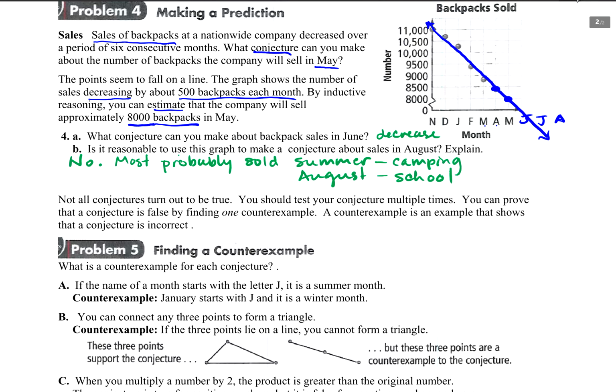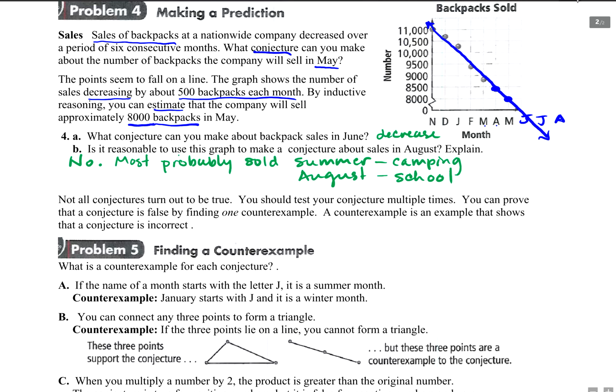Okay, well, what conjecture can you make about the sales in June? We could make the conjecture that they're going to decrease. But the next question asked you, is that reasonable? And if you think about, well, when are backpacks sold? What drives the sale of backpacks? Well, what are backpacks used for? Camping. People go camping or hiking. And a lot of backpacks are sold for back to school. So this is probably not reasonable to assume that this trend is just going to continue and the company's going to go out of business.